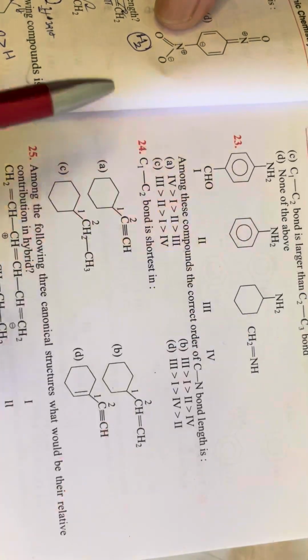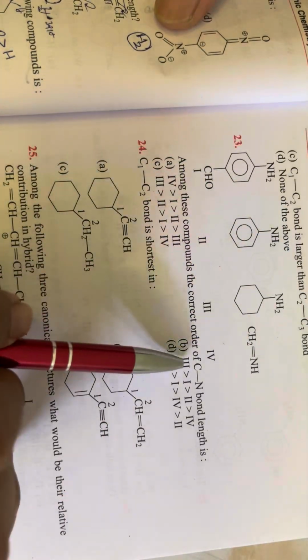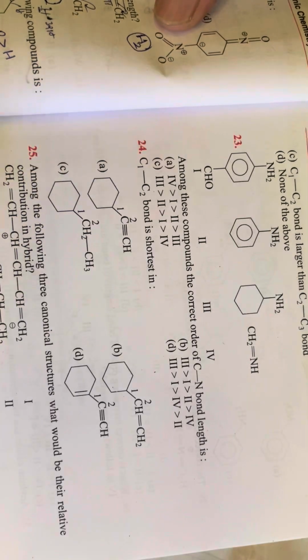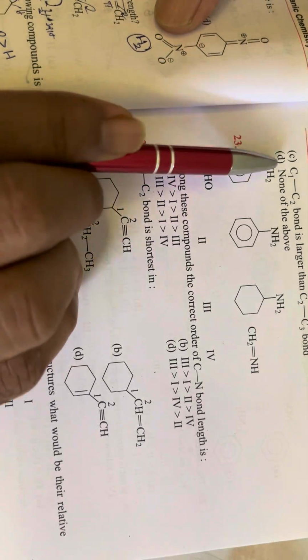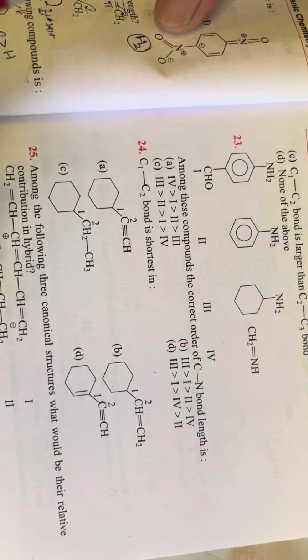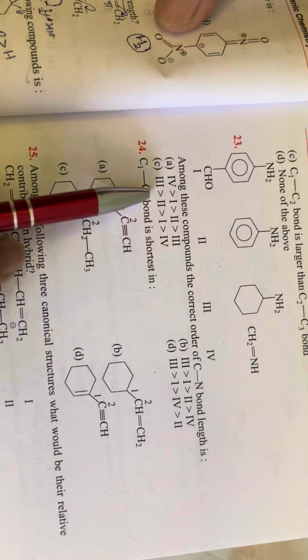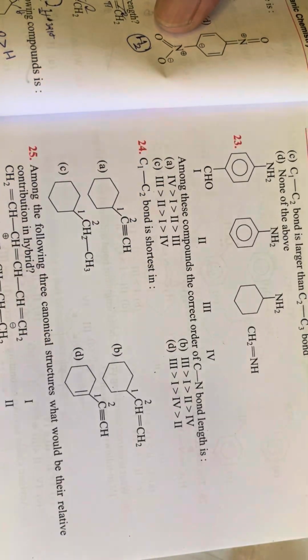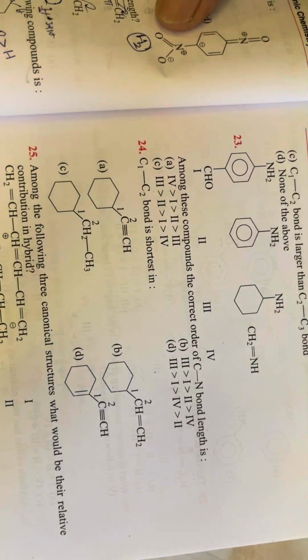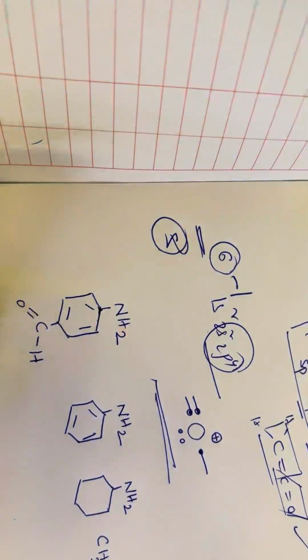Out of these 4 compounds, they are asking about the correct C–N bond length, where the C–N bond length is maximum and minimum. They are asking for this kind of order. You will find these options there.